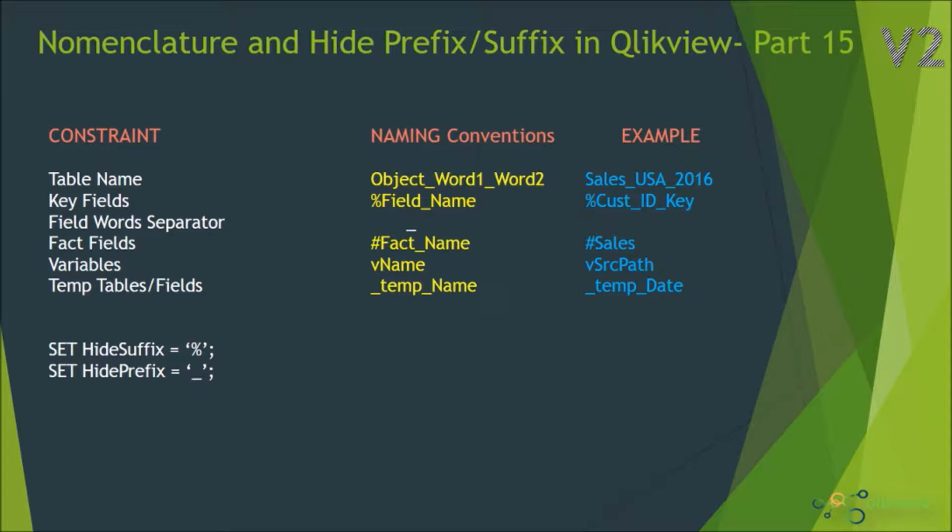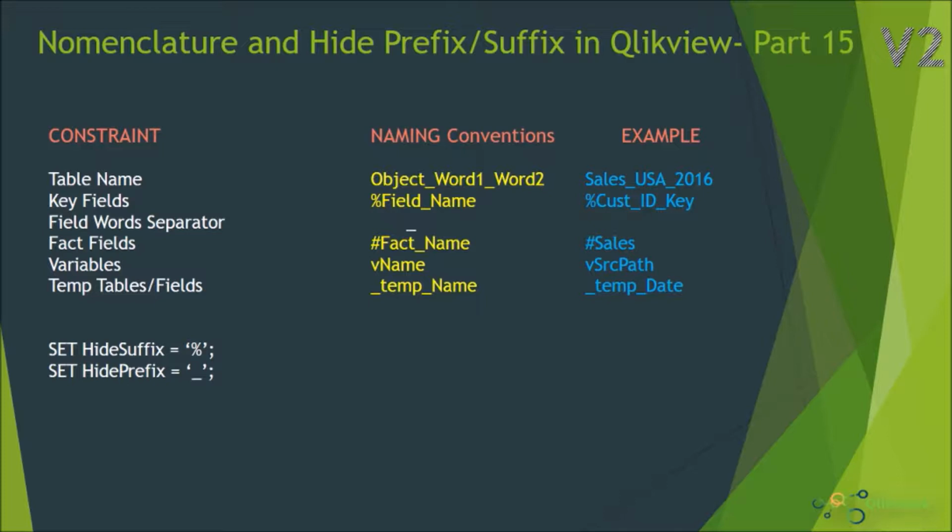Whenever we are loading data into Qlikview, there are certain nomenclature rules that are recommended to be followed as best practices. So let's see them one by one. Whenever you're loading a table into Qlikview, you may use the context or object name of the table followed by a series or a number.